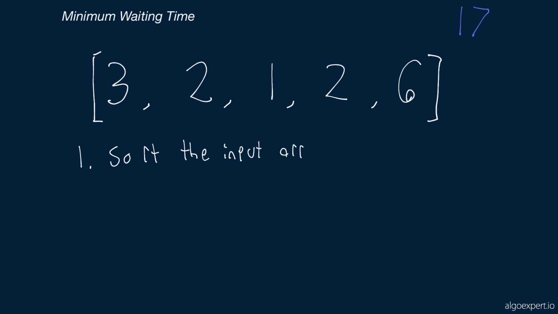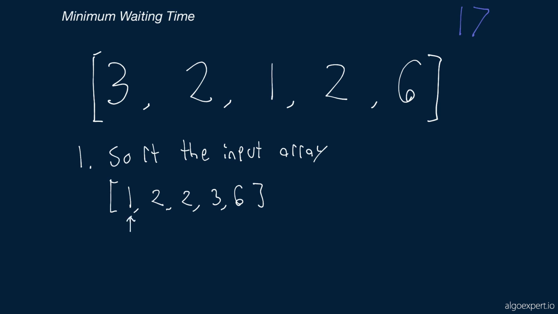So our first step in the algorithm is going to be to sort the input array. Then after we do that, all we're going to do is iterate through the input array and determine how long the total waiting time is going to be. So how do we do that? Well, if we sort the input array, we're going to get something that looks like this: 1, 2, 2, 3, and 6. And now we need to iterate through this order and come up with this number 17. So we can start on number 1 right here.